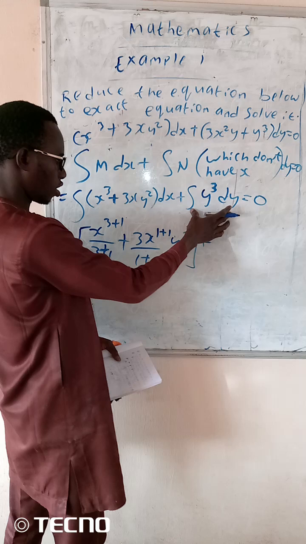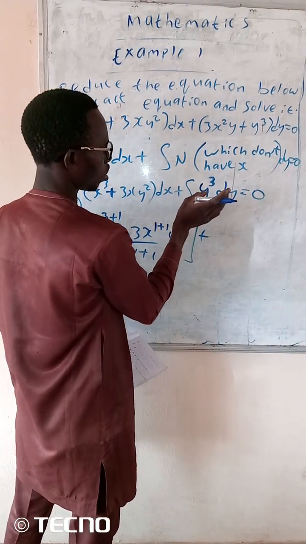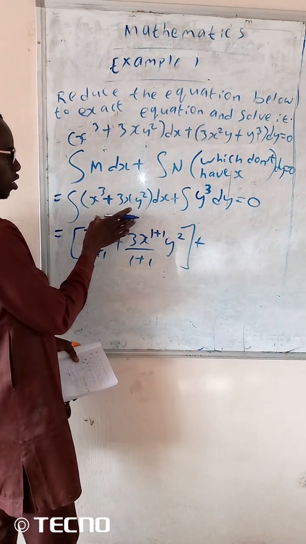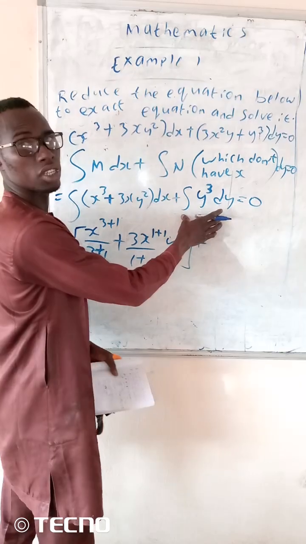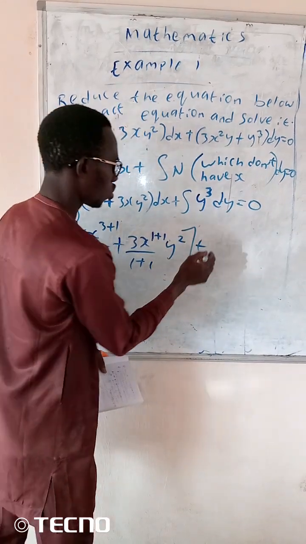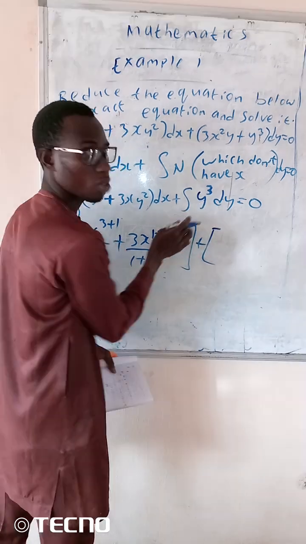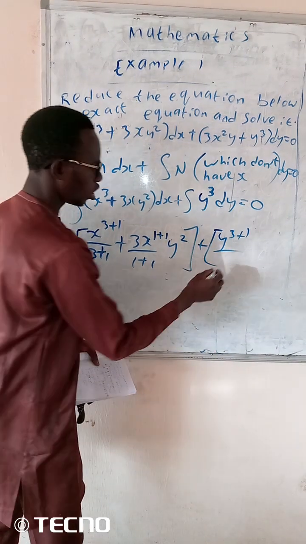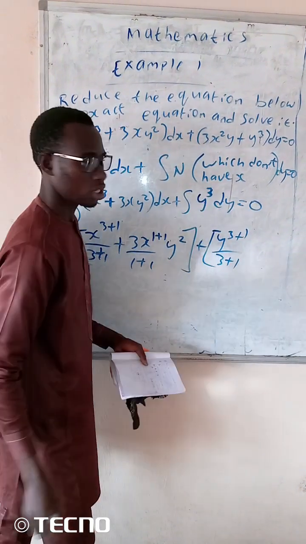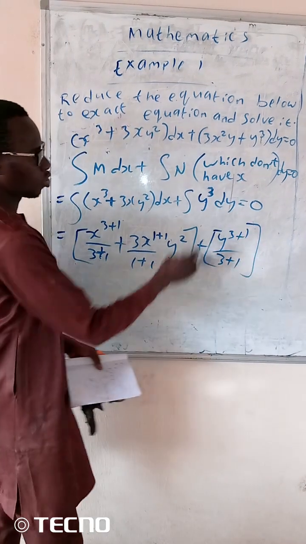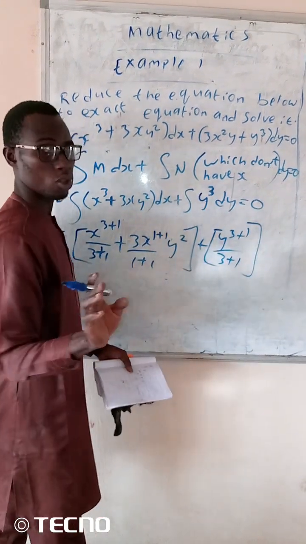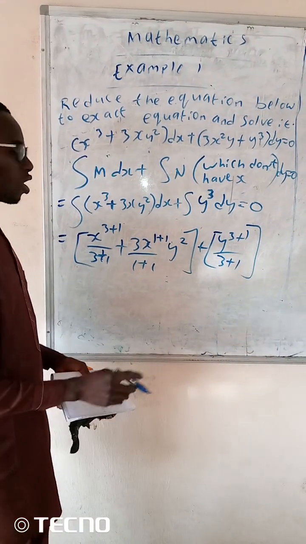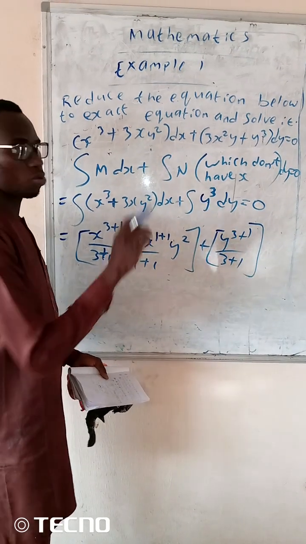And now we are integrating this with respect to y. Here we integrate it with respect to x, right? And here we're integrating it with respect to y. So with respect to y, of course, we'll see y raised to the power 3 plus 1, right? Divided by 3 plus 1, right? This is it. Because in integration, we're going to be adding 1 to the power, and we're going to divide by this power. Not like in differentiation where we subtract 1 from it.